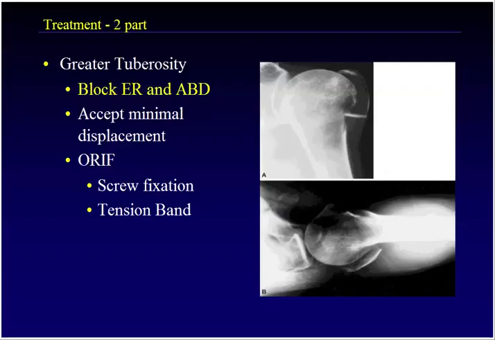Greater tuberosity fractures, you can tolerate very little displacement, because any displacement of the greater tuberosity can significantly impinge and block external rotation and abduction of the shoulder. So you want to accept very minimal displacement of the greater tuberosity in patients that do not have medical contraindications to surgery. The treatment is an open reduction and fixation, either with screws or screws and a combination of a tension band.